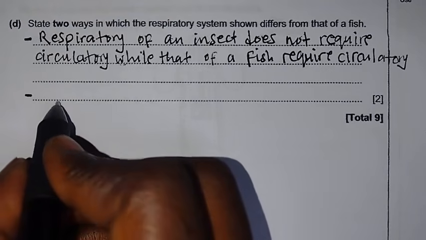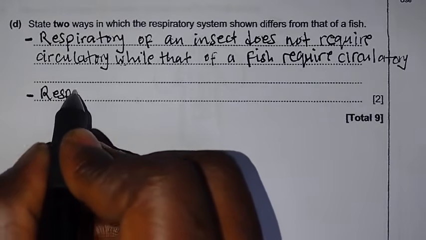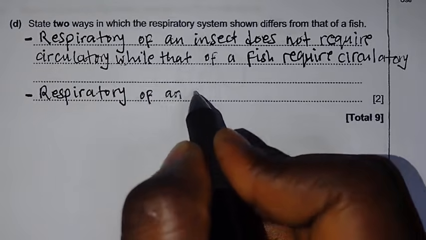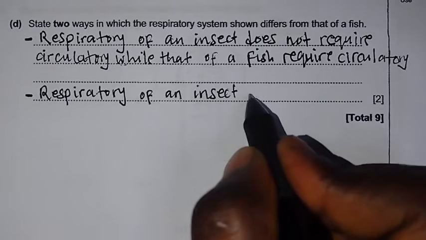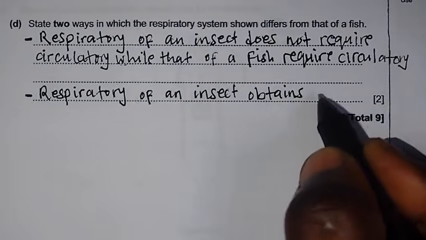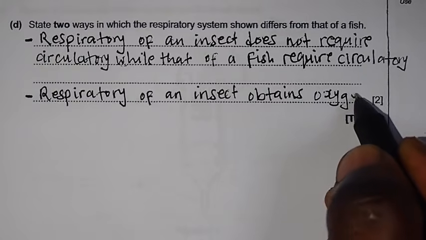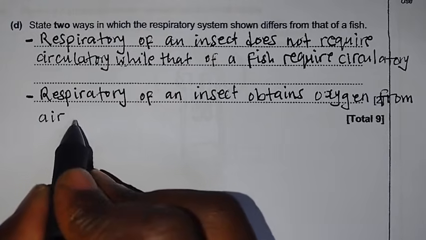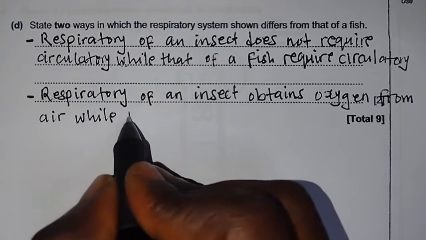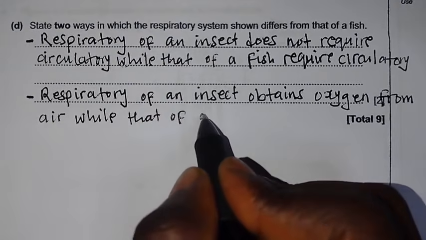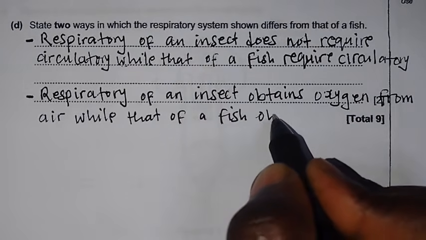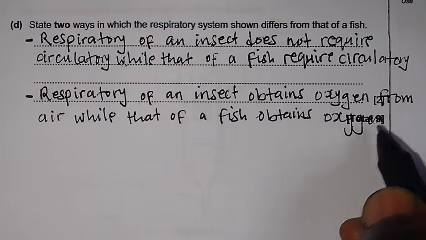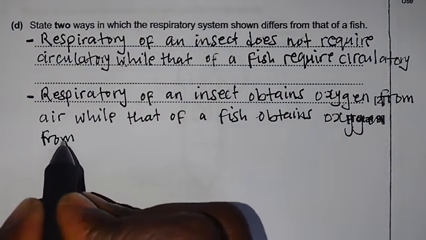obtains oxygen from water. So you say respiratory of an insect obtains oxygen from air, okay, while that of a fish obtains oxygen from water.